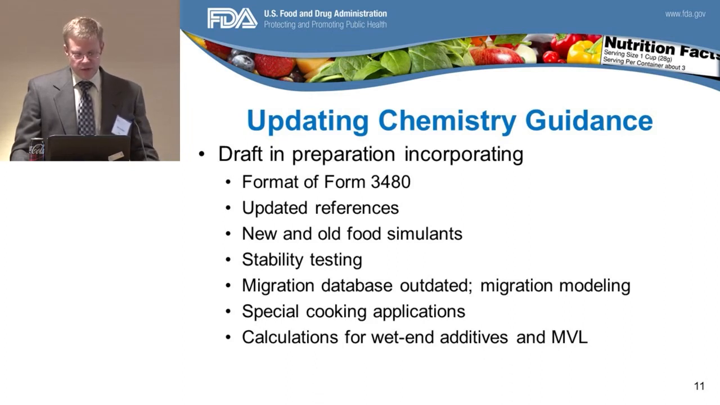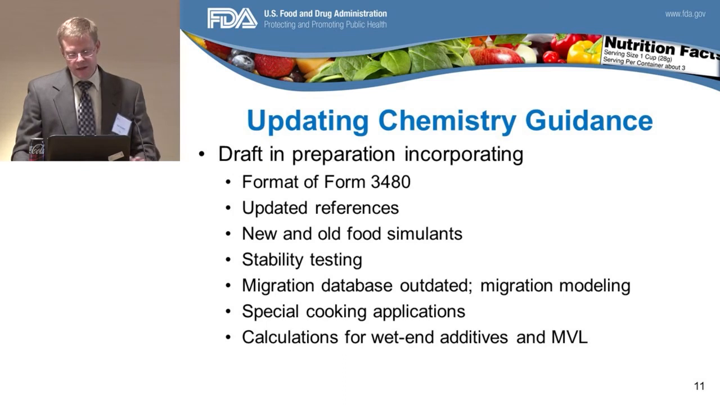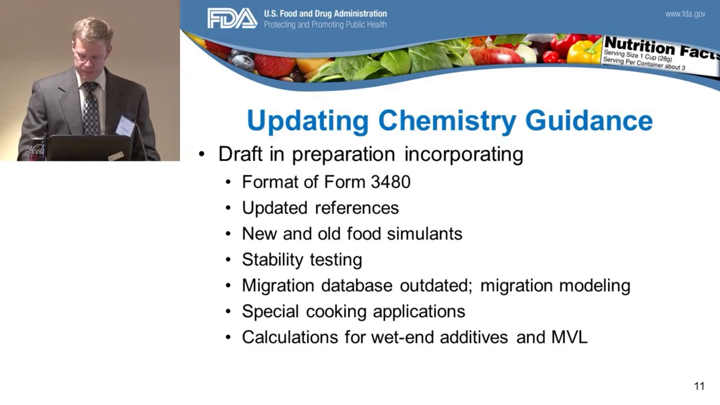One of the big things we're putting in here is updating a little bit more on the migration modeling, especially cooking applications, other calculations for specialty scenarios like wet end paper additives that are using the wet end of the paper manufacturing process, things like that. And the other big thing that we're putting in there that has never been in there before is the development of market volume limitations. So what kind of data you need to submit for that, and how you do the calculations for that. So that's a way of refining a consumption factor for your particular product and your particular market.